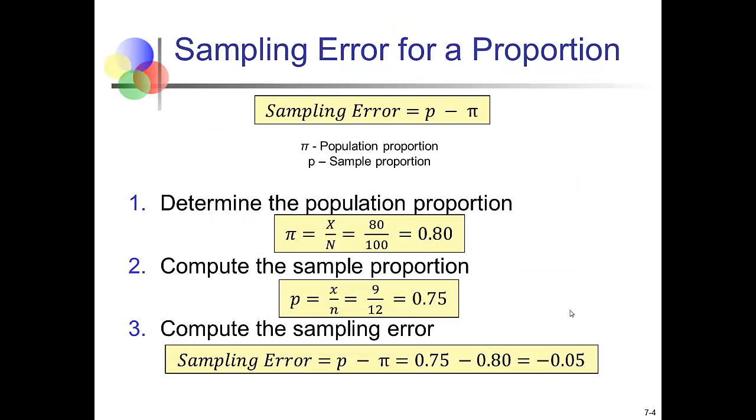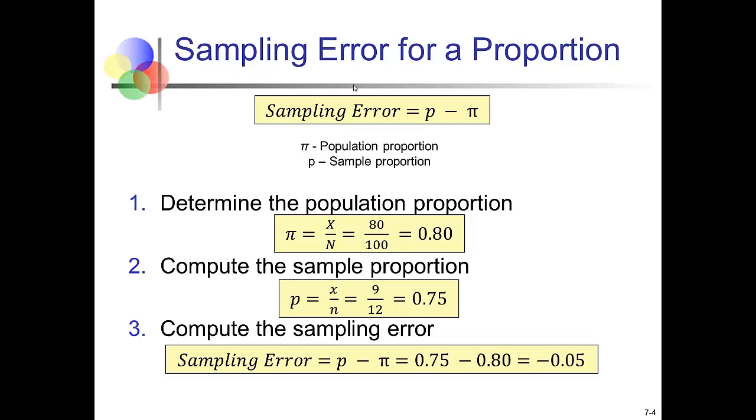So let's talk about sampling error for a proportion. The sampling error is basically calculated the same way as we would do with a sample mean. We take the sample proportion and we subtract out the population proportion. The difference between those two values would be how far off our sample is from the population value. If this number is positive, then our sample is relatively high compared to the population. If this number is negative, that means our sample proportion is small relative to the population proportion.